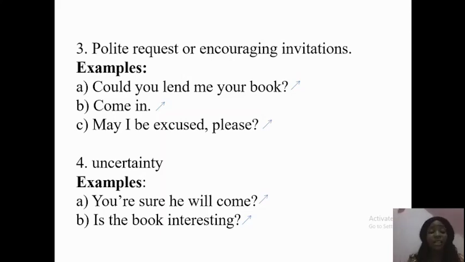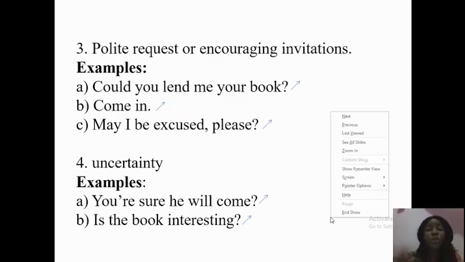Now, let's look at the fourth use of the rising tone. The rising tone is used in making statements that show uncertainty. For example, we have, you're sure he will come? You're not certain he's actually going to come. You're not certain he will definitely come. You want to be sure. You want to be certain. As such, you ask the question, you're sure he will come? Is the book interesting? You're not sure. You want to be sure. That's also another use of the rising tone, to show uncertainty.